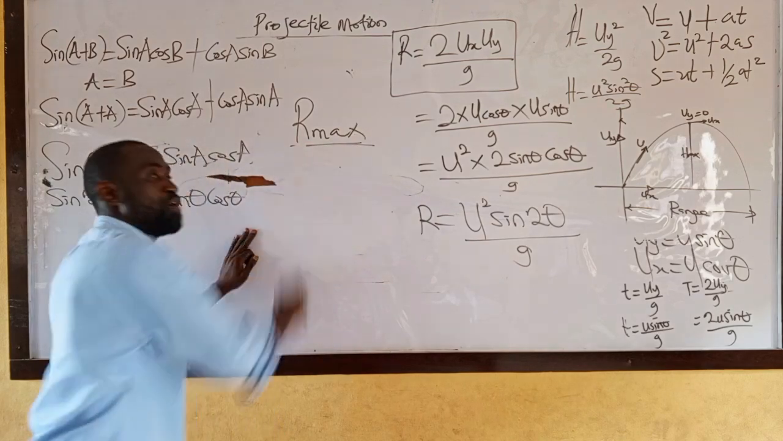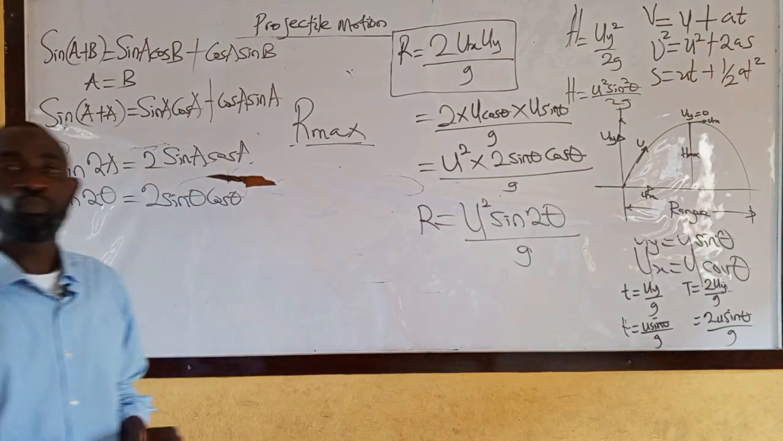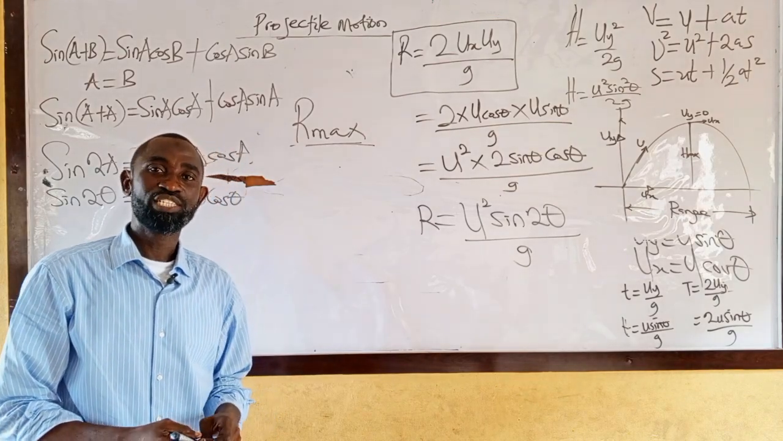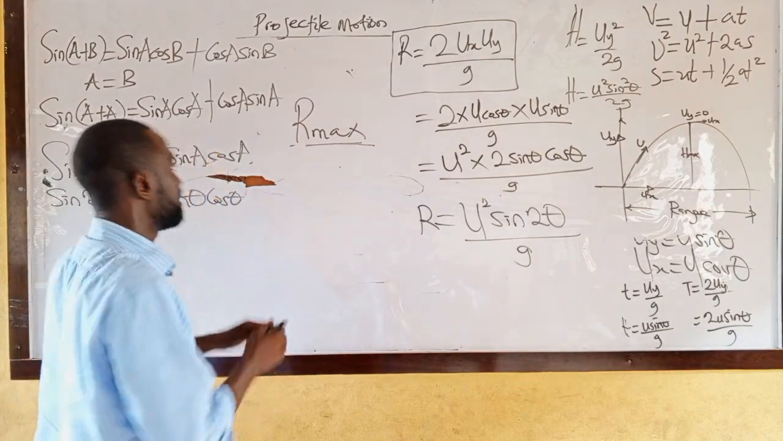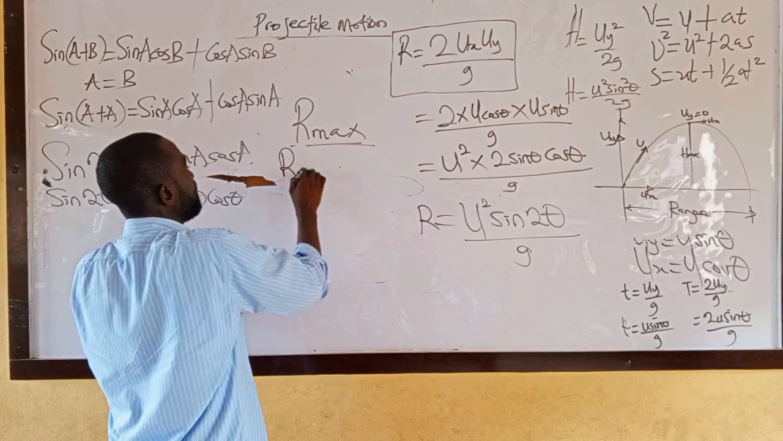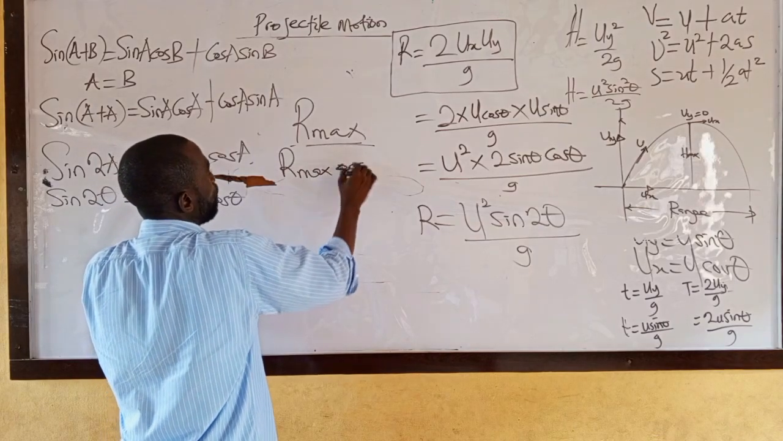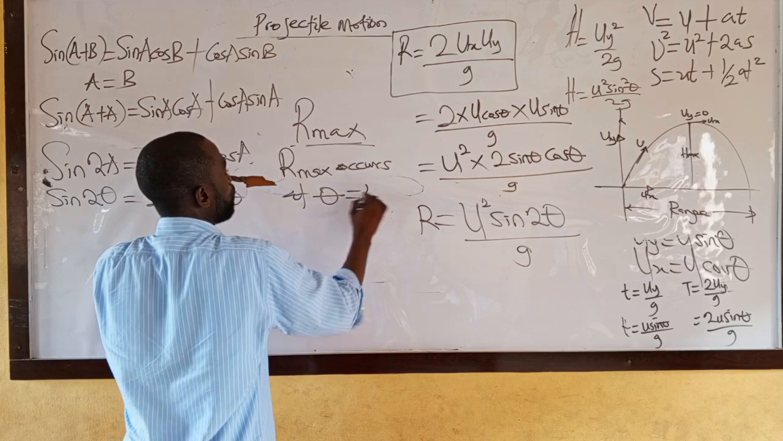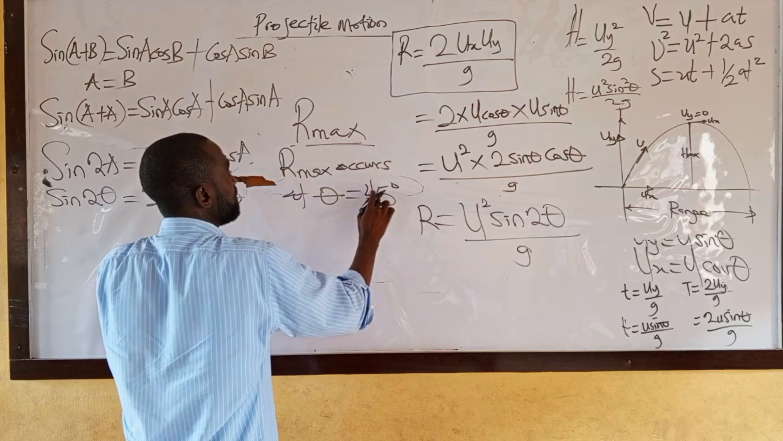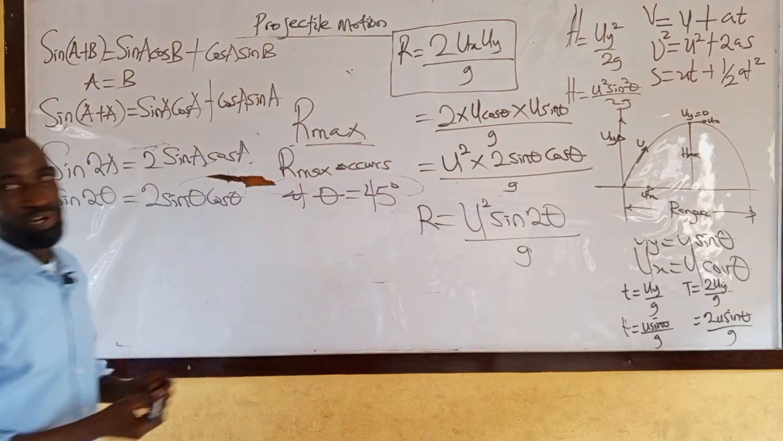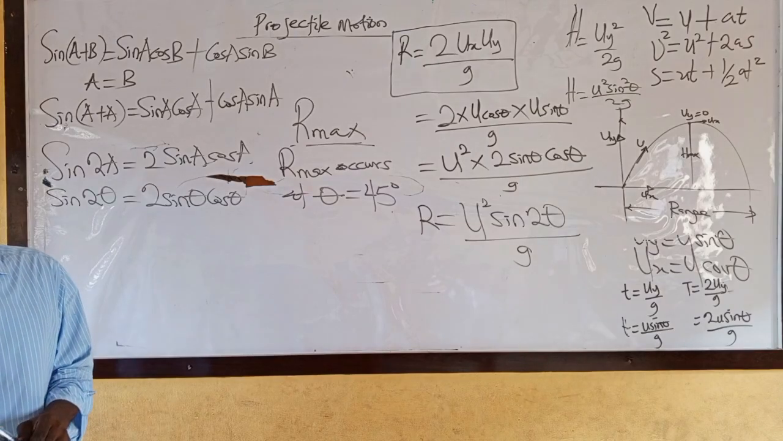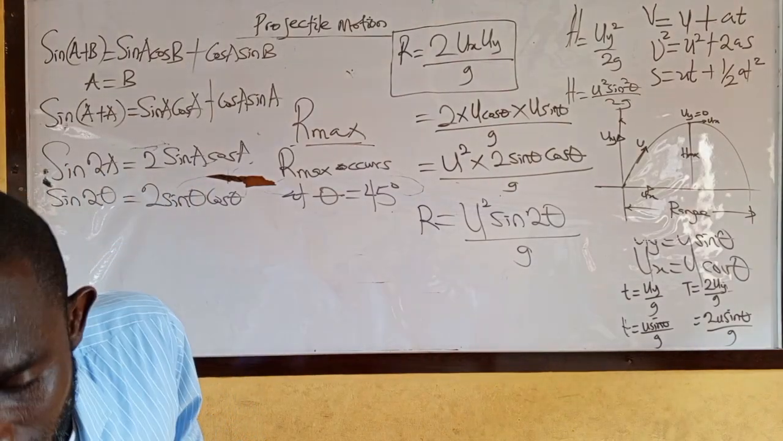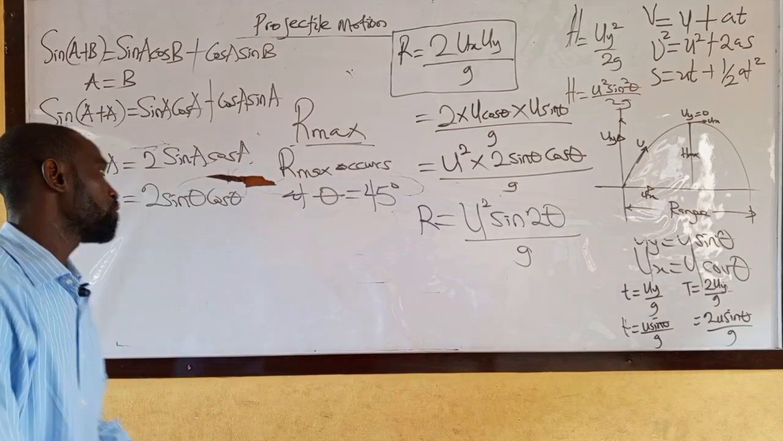R max occurs when the angle of projection equals 45 degrees. Take note of that. R max, maximum range, occurs as theta equals what now? 45 degrees. Write it down. Maximum range occurs when the angle of projection equals 45 degrees. Okay?